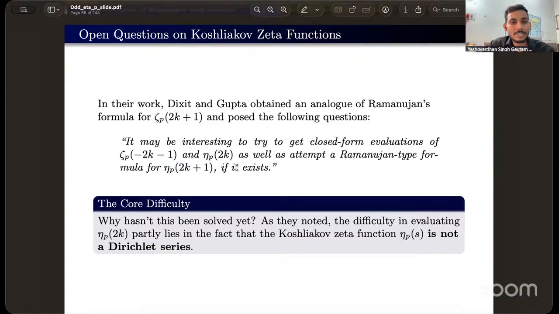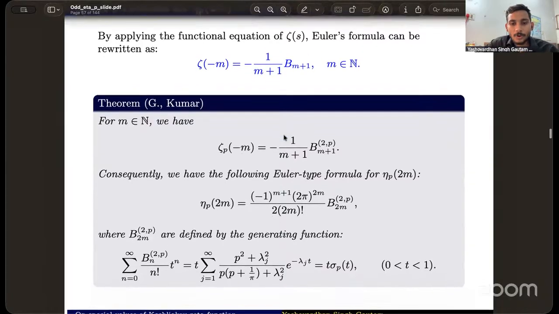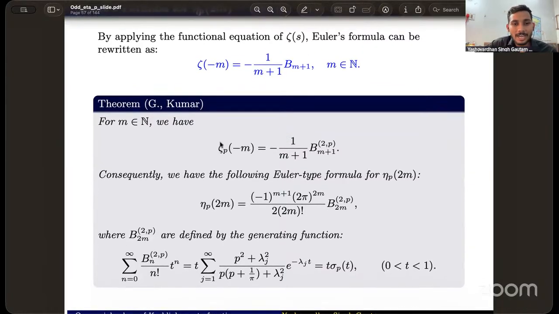Now we'll try to answer these questions. First we will prove the analog of Euler's formula for the eta P case. If we apply the functional equation of zeta s to Euler's formula, then we'll have zeta of minus m equal to this function, where m is a natural number. Now, the analog of this for the P case is that zeta P of minus m is equal to this function, where these Bernoulli numbers we call Bernoulli numbers of the second kind in the P setting.